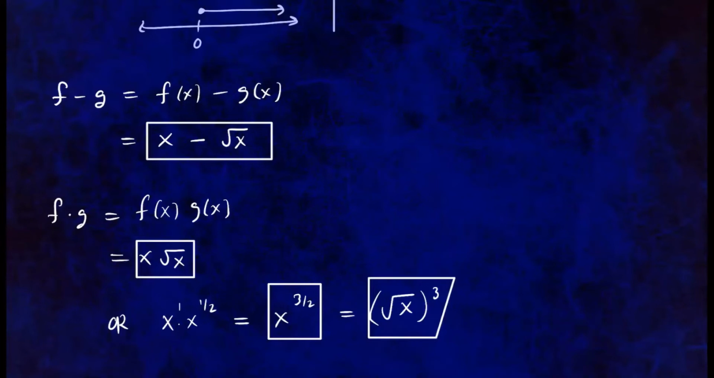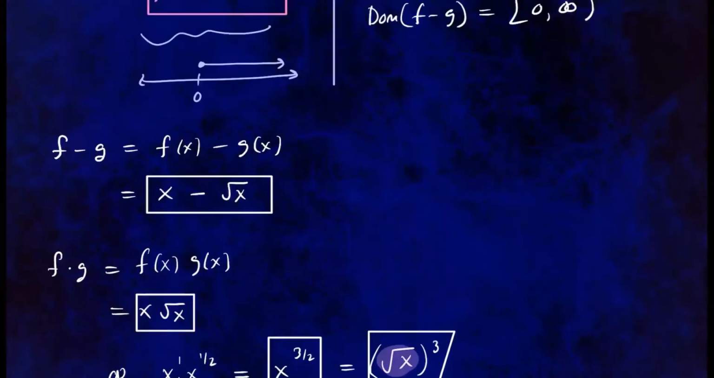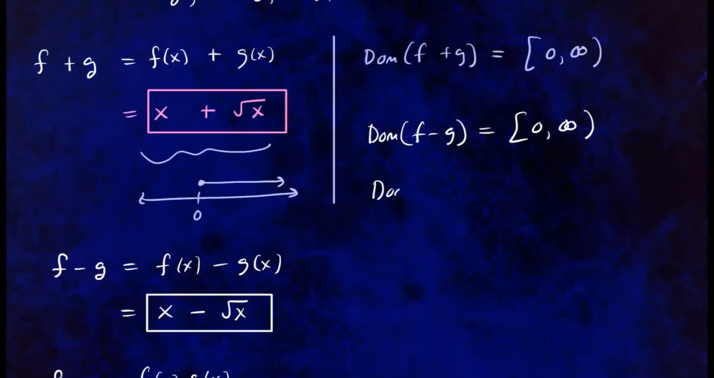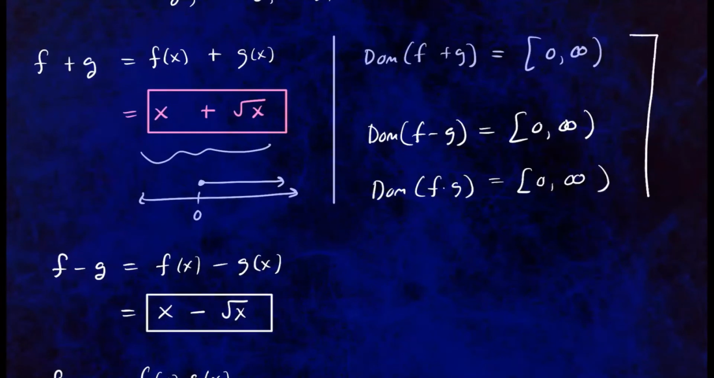So now what's the domain of this piece? Well, again, because of the square root in here, it has to be 0 to infinity. So the domain for f times g is also 0 to infinity. That will be the domain of f times g. So you can see that all three of these have the same domain.